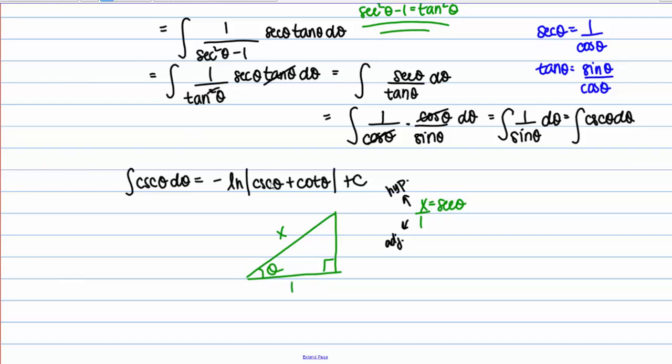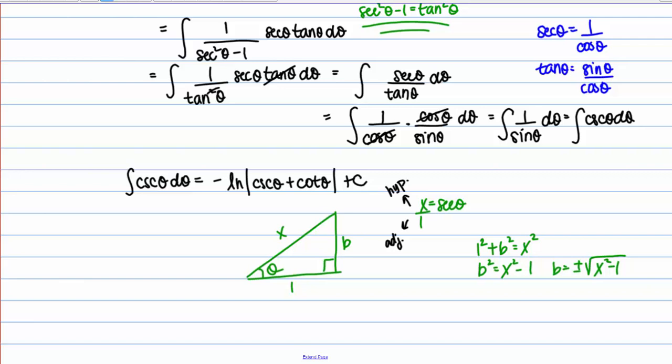Now, to figure out the cosecant of theta and the cotangent of theta, I'm going to need to know this other side of my triangle. And I can find that using the Pythagorean theorem. So I will just, for now, call this side b. We can set up the relationship that 1 squared plus b squared equals x squared. So if I solve for b, I get that b equals plus or minus the square root of x squared minus 1.